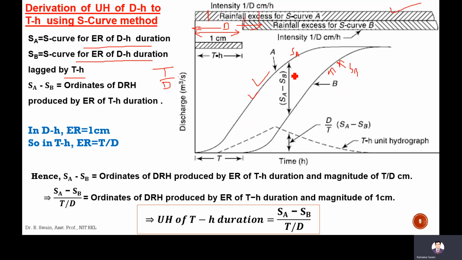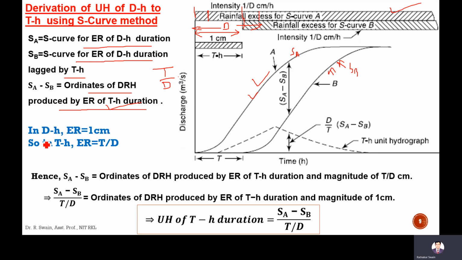So SA minus SB, the ordinates between SA and SB, will be the ordinates of the DRH produced by excess rainfall of t hour duration. So this rainfall excess minus this rainfall excess will be the rainfall excess for this t hour duration. Now we have the ordinates for excess rainfall of t hour duration.